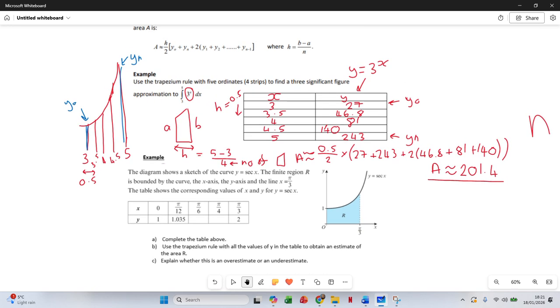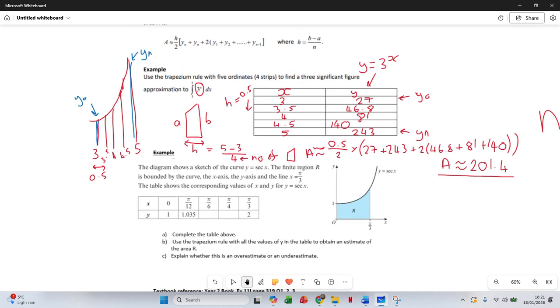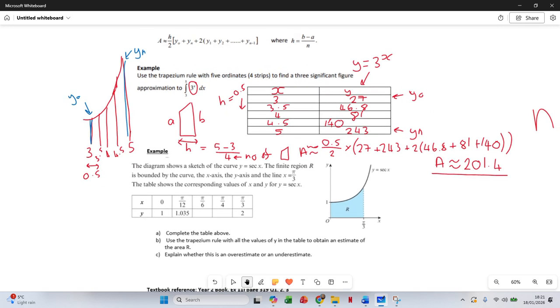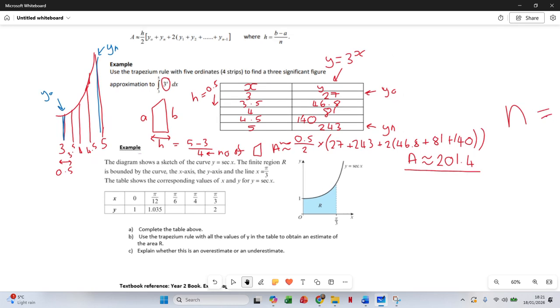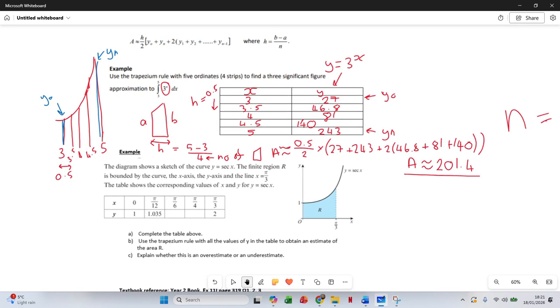And then we substituted our x values into our 3 to the power of x to get our y values. They were the a and b values of our trapezium. And then we put it into the formula like so, with the first and last values only being used once and all the other values being used twice because they're in 2 trapeziums.